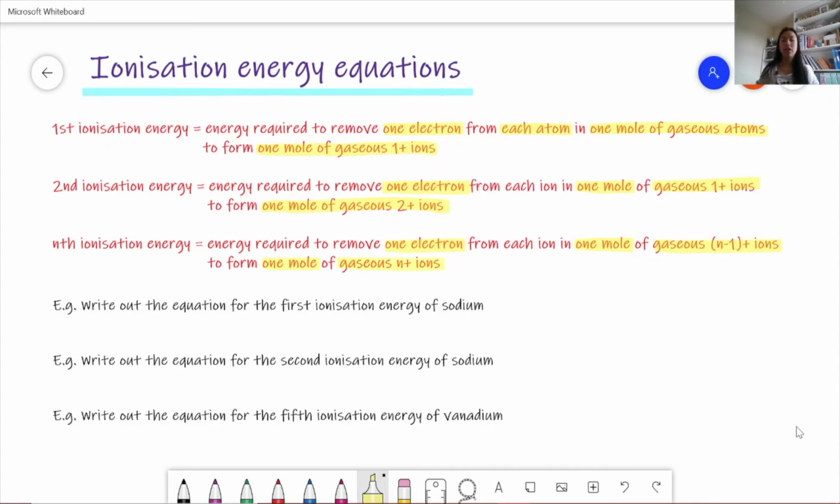So for example, if we had the fifth ionization energy, that'll be the energy required to remove 1 electron from each ion in 1 mole of gaseous 4+ ions to form 1 mole of gaseous 5+ ions.